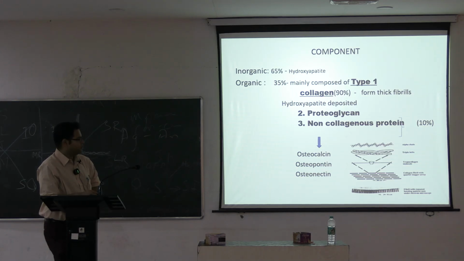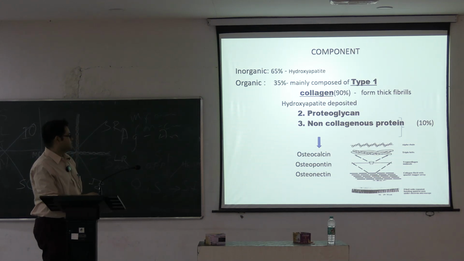Now, type 1 collagen is the basic organic material in the bones, and it provides the framework for the minerals to deposit. It forms thick fibrils on which the hydroxyapatite crystals are deposited. Apart from that, it consists of proteoglycans and some non-collagenous proteins, which form 10% of the whole organic components. The non-collagenous proteins are osteocalcin, osteopontin, and osteonectin.